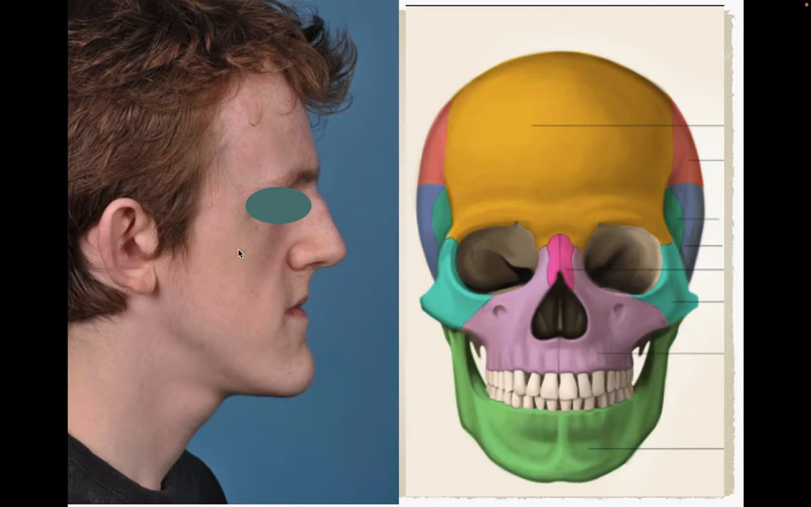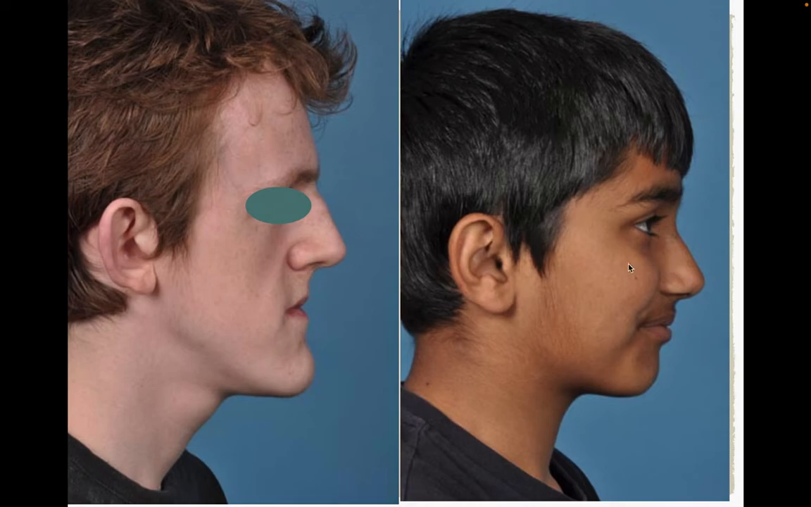The second sign is something we call malar hypoplasia, where the patient doesn't have a prominent zygomatic arch. If you compare this patient, who has cheeks, to this patient here, he doesn't have a zygoma, and we call this malar hypoplasia. He also does not have the infraorbital process. You can see here that this area is flat, while this one has cheeks. We call this paranasal hollowing.